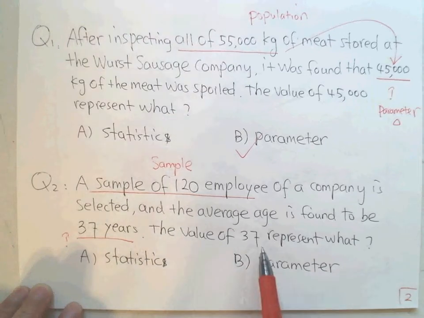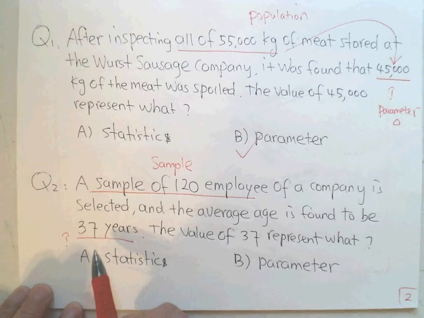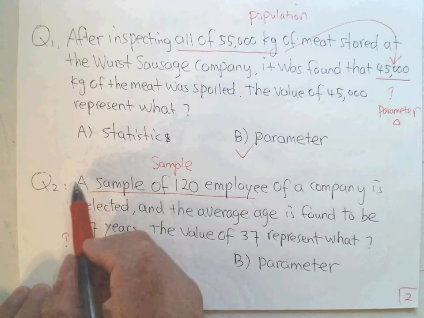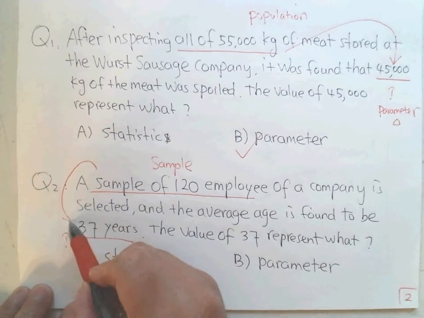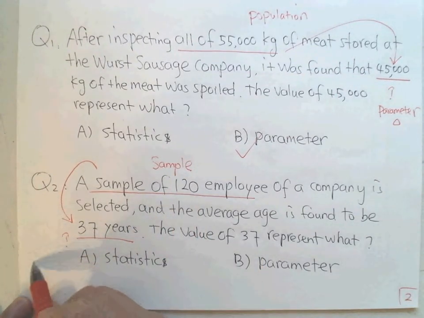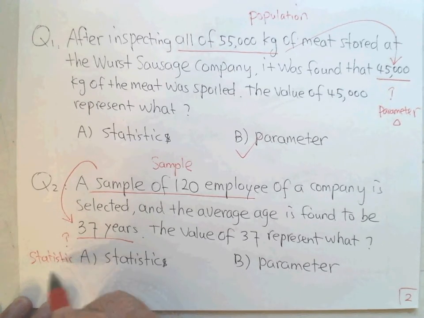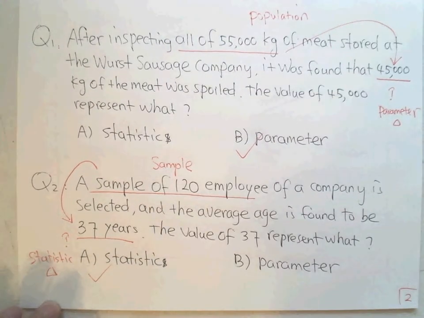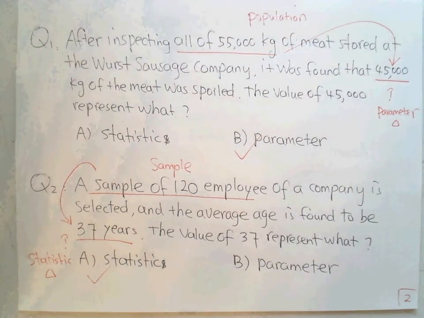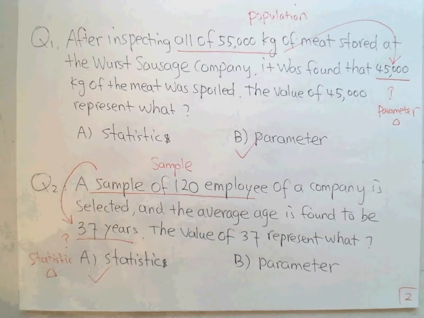So the question is, what does the value of 37 represent? Where did this data come from? This data did not come from the population. It came from the sample. So this data came from a sample, and we call it a statistic. And so A is the solution. We will use this statistic, the average from the sample, to estimate the population value. These are the two basic concepts. Thank you.